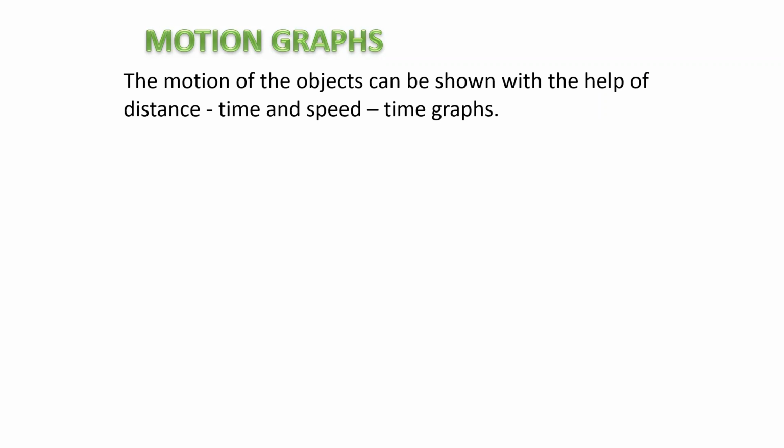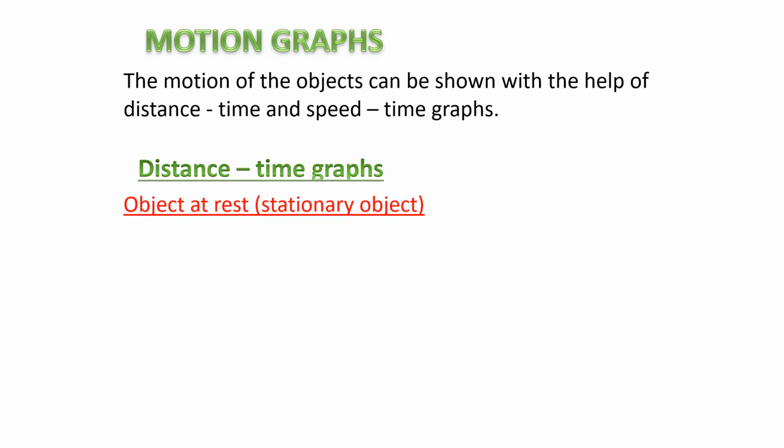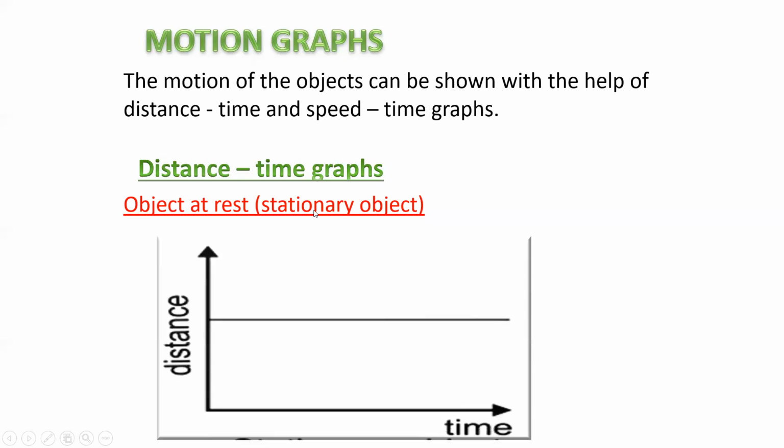To explain the motion of an object, we can use different types of graphs. We can use a distance time graph or we can use speed time graphs. So first one, we will discuss a distance time graph. In a distance time graph, there are different ways we explain the motion. For example, if an object is at rest or stationary, what will be the shape of the graph? For a distance and time graph, it will be a horizontal line.